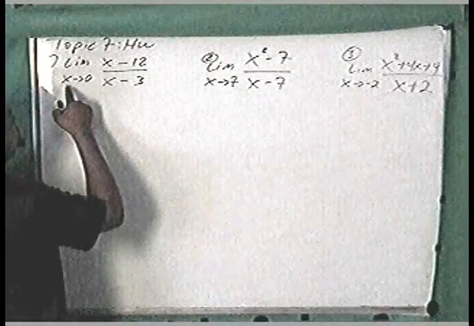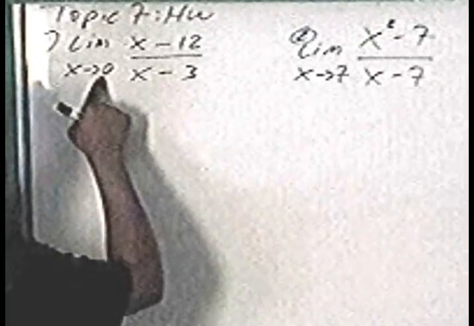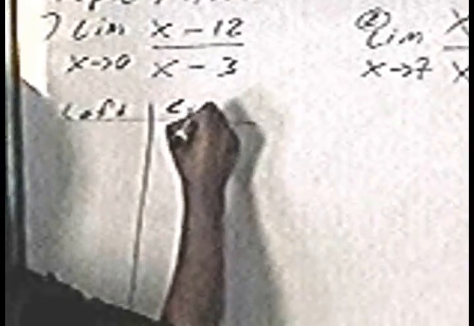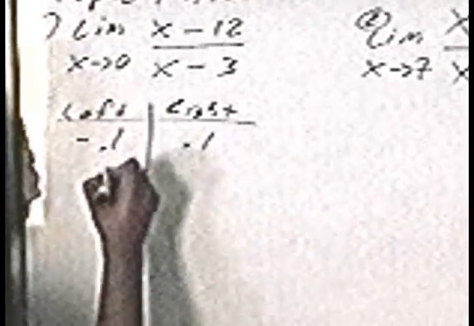Okay, so we want to approach 0 from the left and right of this function right here. So let's set up a table, the left and right side values for x. I need a number that's to the right of 0. 0.1 is to the right of 0. And a number to the left of 0 would be negative 0.1.